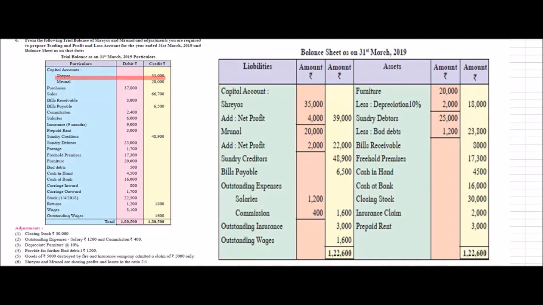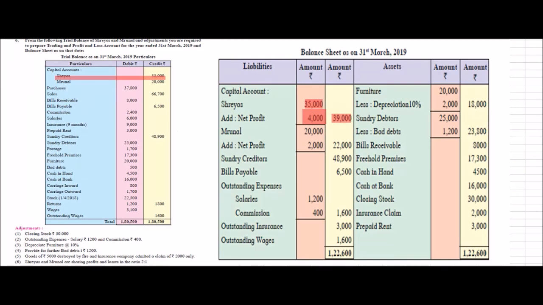His amount is 35,000 rupees, and his net profit, which we collected in the P&L account, was 4,000 rupees. So 35,000 plus 4,000. There are no drawings in the entries, adjustments or trial balance, so we directly calculate the capital account and net profit. We got 39,000 rupees as his capital account.